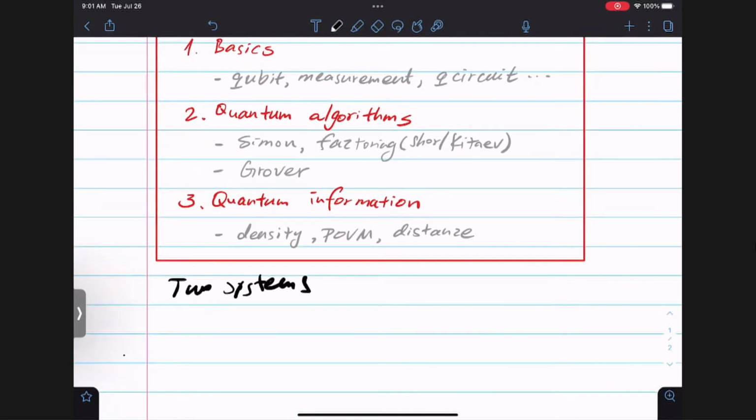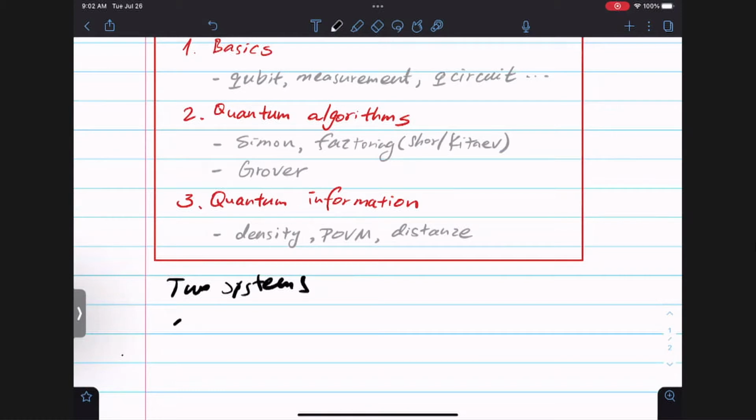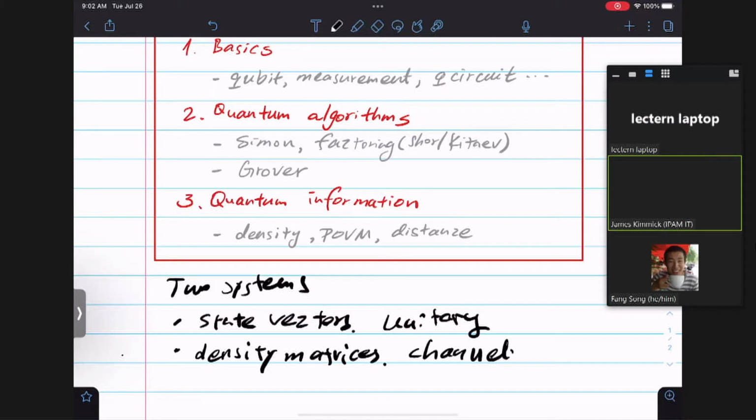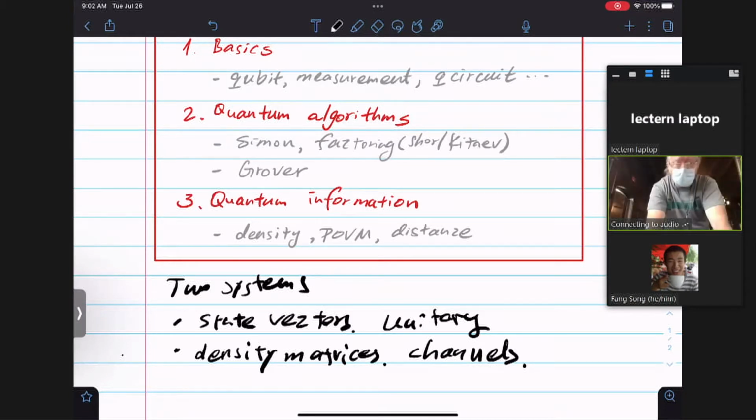So one will be based on state vectors and unitary operators. And the other one is based on density matrices and quantum channels. Okay, so the first system we will introduce in the first lecture here, and it's also going to be sufficient for describing most of the quantum algorithms, which will be the main focus for the second lecture.